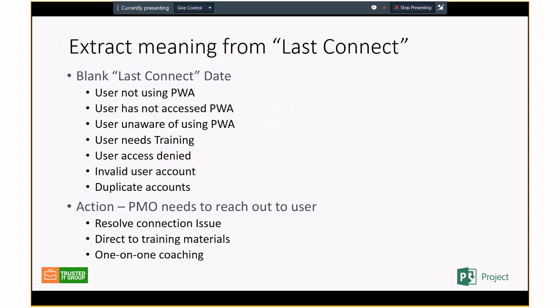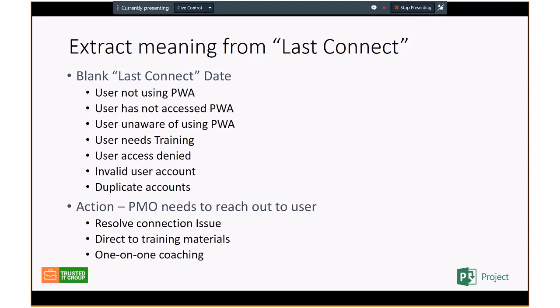So if it's blank, it might mean the user's not using PWA. Maybe they don't have access to PWA. Could be they're just unaware of using it, or they need training. They've been told to use it and they're so scared. So when I see a blank Last Connect, I can start putting wheels in place and finding out why that resource is not at least logging in, updating their task sheets or timesheets. And maybe you don't use that, and so it's not even important. But again, it becomes a trigger when you see things monitoring the data.